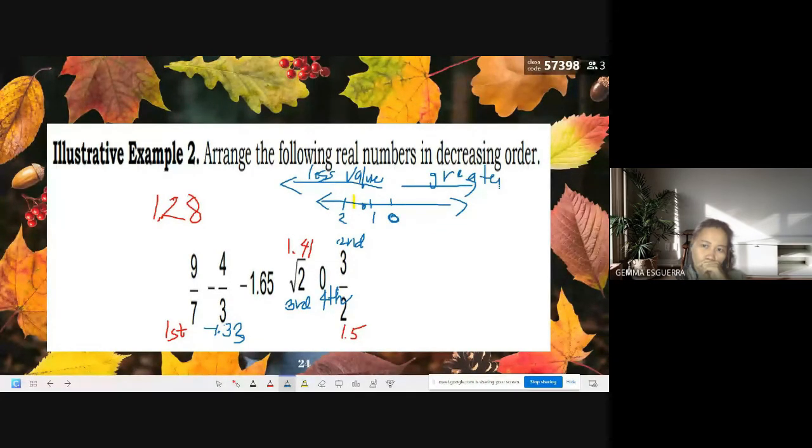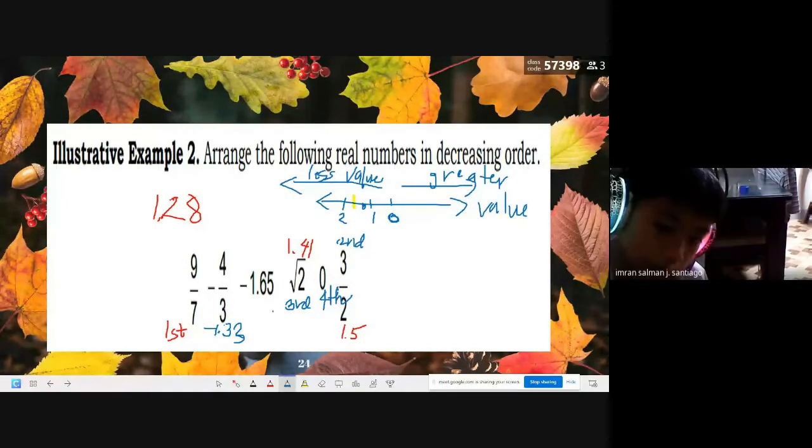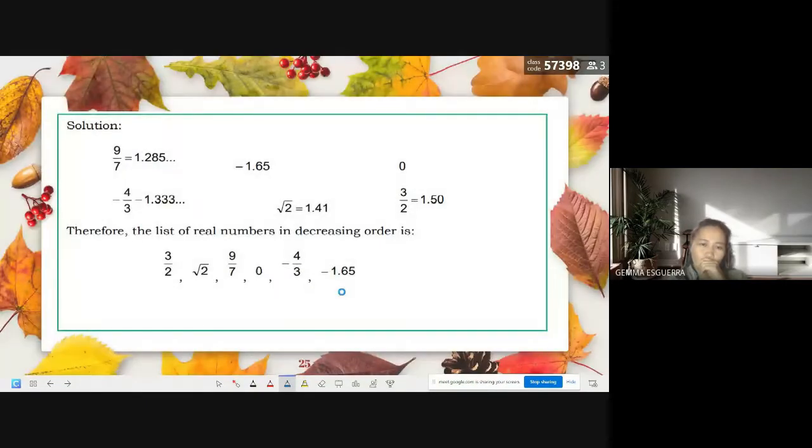Understood? Okay, thank you. So, let's check. 9 over 7 is 1.285, so that is 1.29. Negative 4 over 3 is 1.33, and then 1.65. So, when we arrange it: 3 over 2, square root of 2, 9 over 7, 0, negative 4 over 3, and negative 1.65. Next.